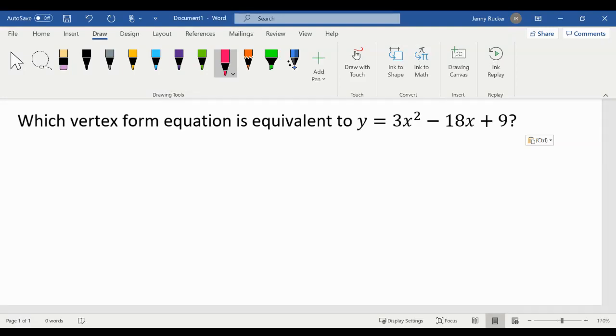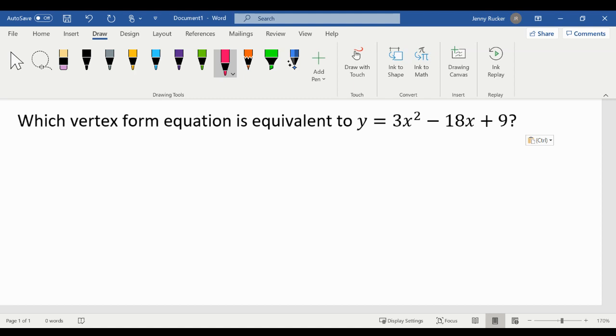In this problem, we are asked which vertex form equation is equivalent to y equals 3x squared minus 18x plus 9. Now I'm going to show you the steps to do this, and this is connected to problems 2 and 3. But you could also use Desmos to help you answer this question. You can put the standard form equation into Desmos that you're given, and then put your answer choices into Desmos that you're given, and take a look and see which one gives you the exact same parabola.